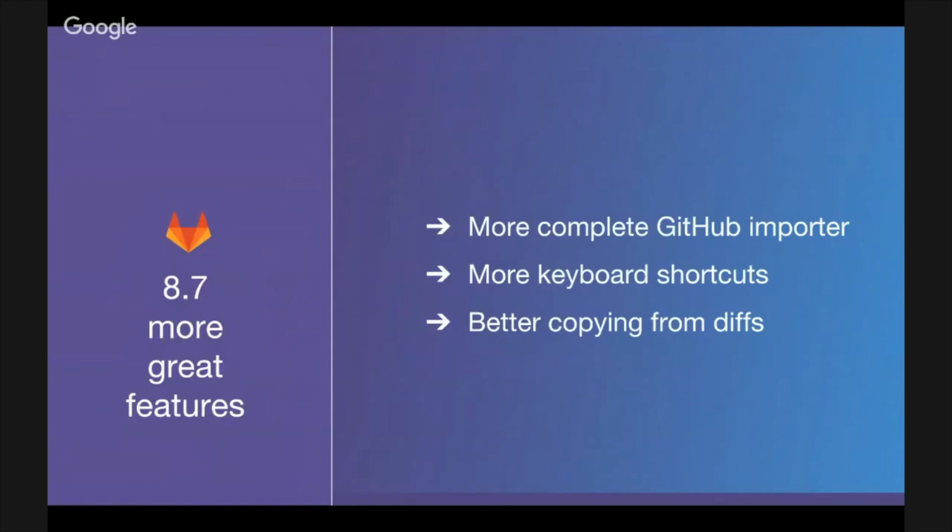Second, there are a couple of interesting new keyboard shortcuts. The first of these allows you to very quickly start editing an issue or a merge request. If you're viewing an issue and you hit the E key, the edit page will automatically be opened for you, and you can quickly change the title or the description or those kind of things.